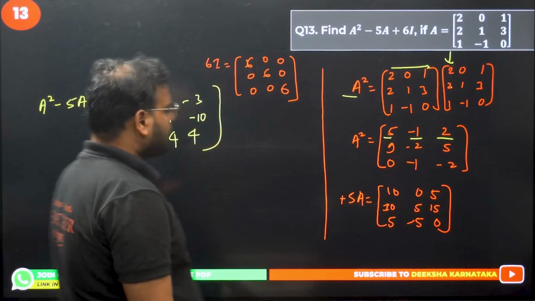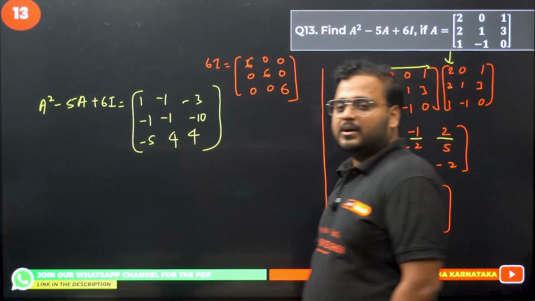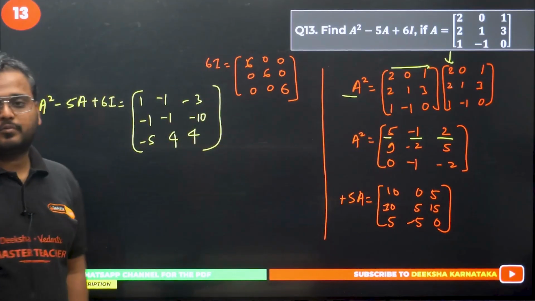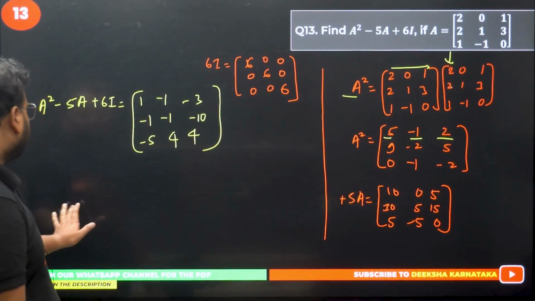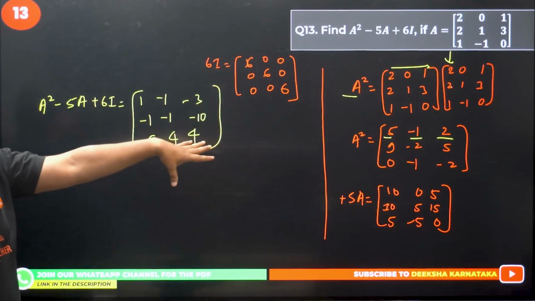So my answer for A square minus 5A plus 6I is 1, minus 1, minus 3, minus 1, minus 1, minus 10, minus 5, minus 5, 4 and 4. 13 is also over. Okay, all right. So this is clear, right? 13 is clear, no problem. 13 is very simple. Please check.